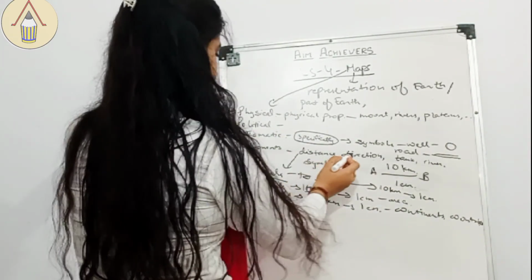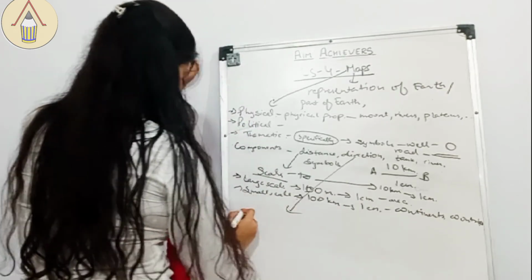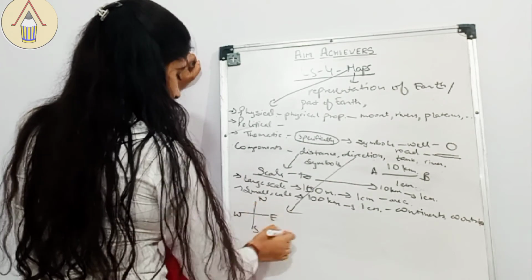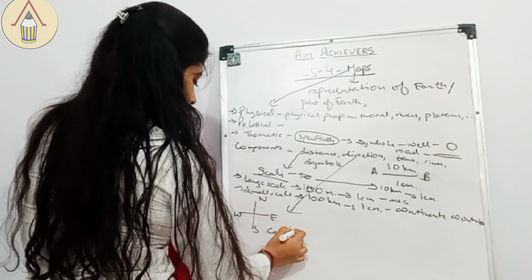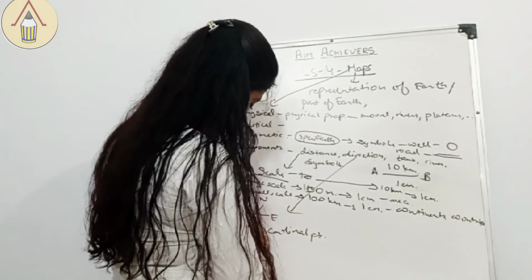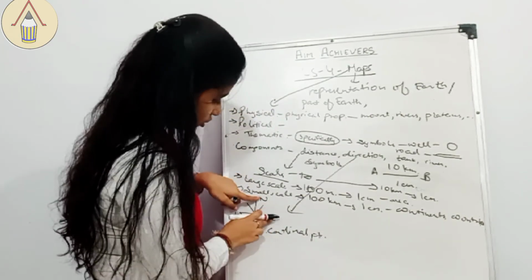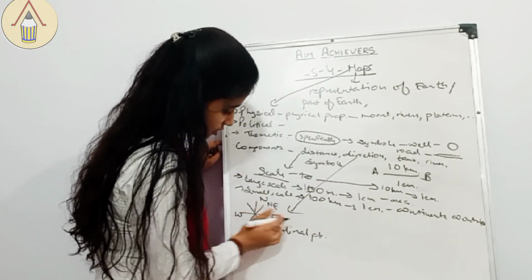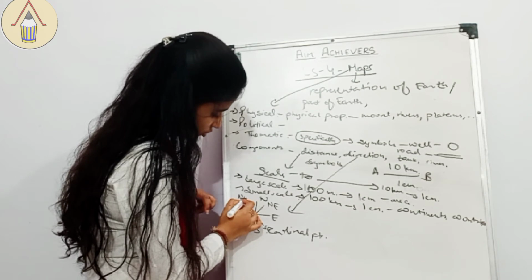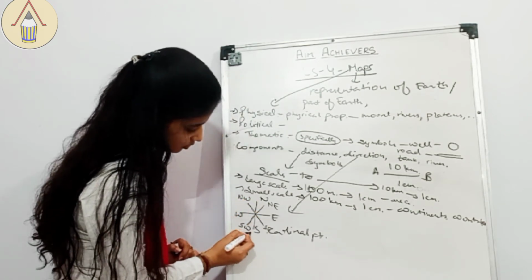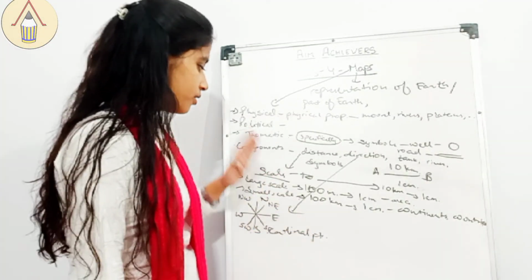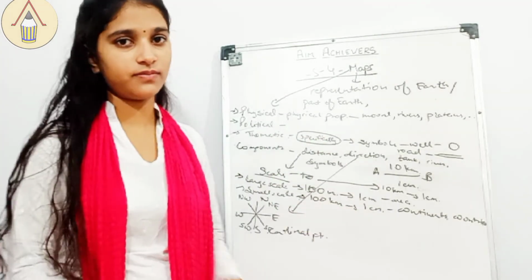Now comes direction. There are four main directions: east, west, north, south. These are known as cardinal points. Other than this, we have four intermediate directions: north plus east, northeast, east plus south, southeast, north plus west, northwest, and south plus west, southwest. These are intermediate directions. So these directions help us to know the exact direction of a place.